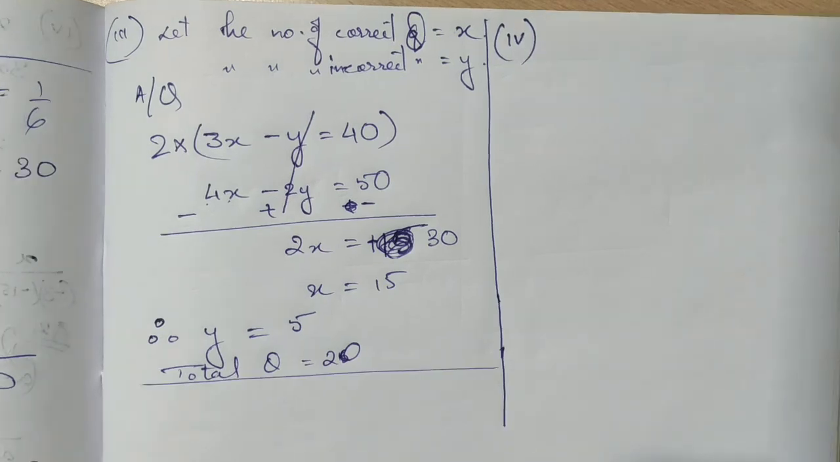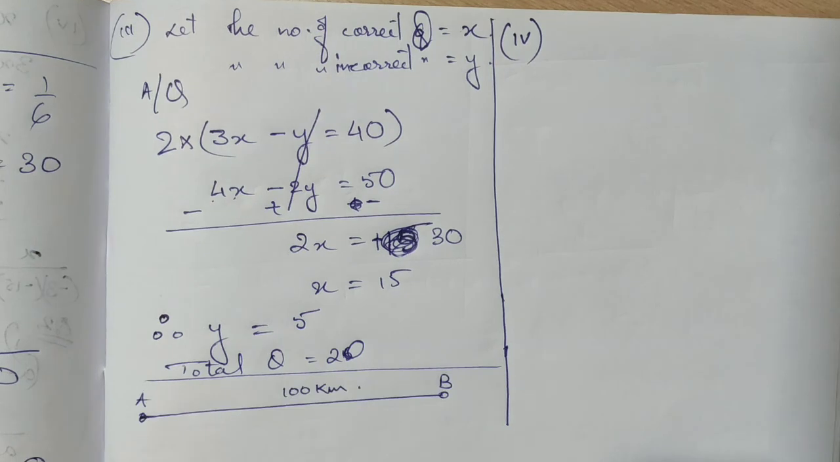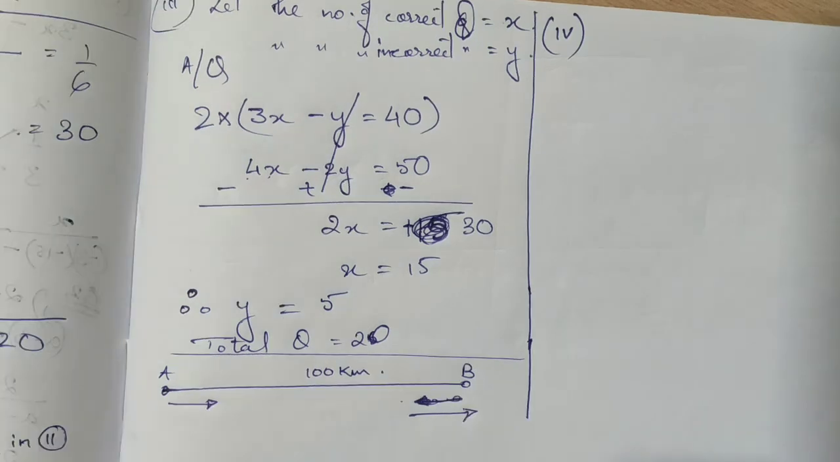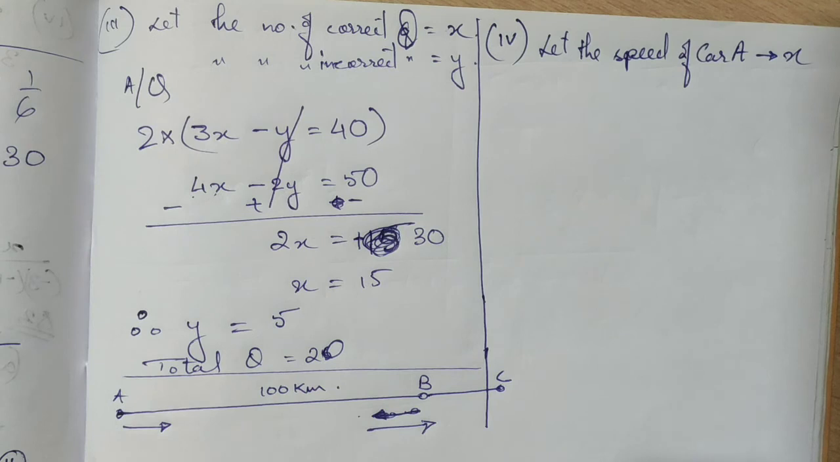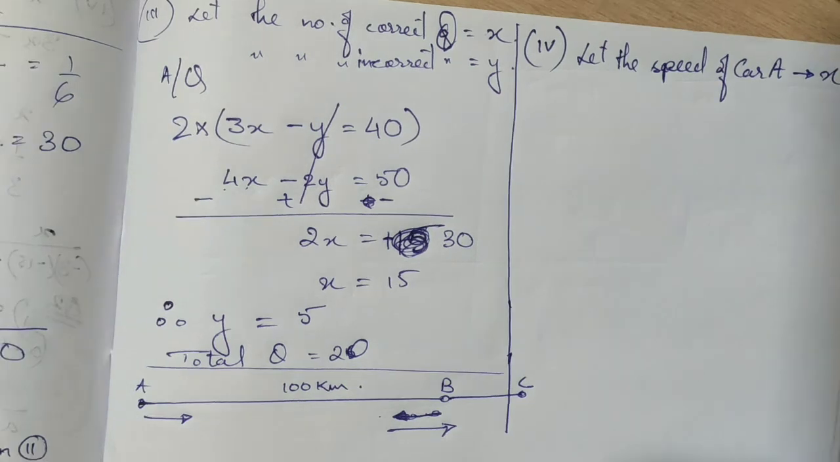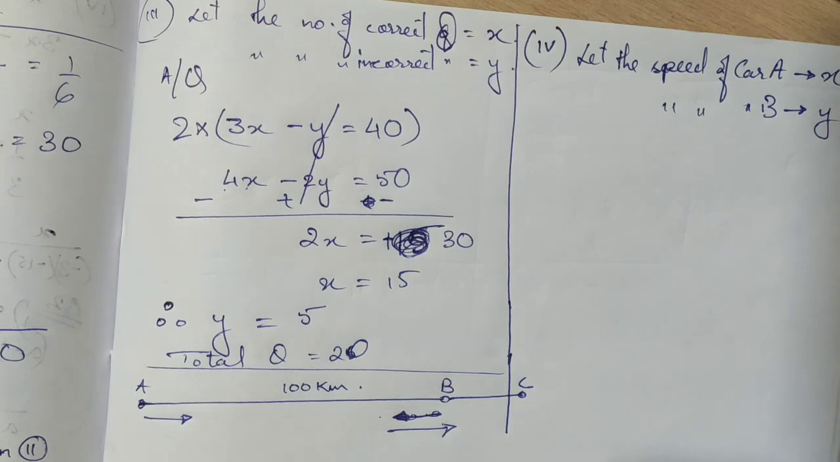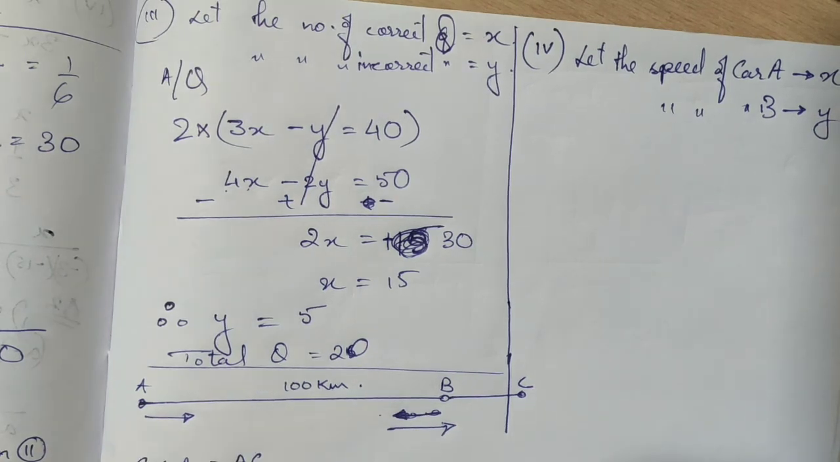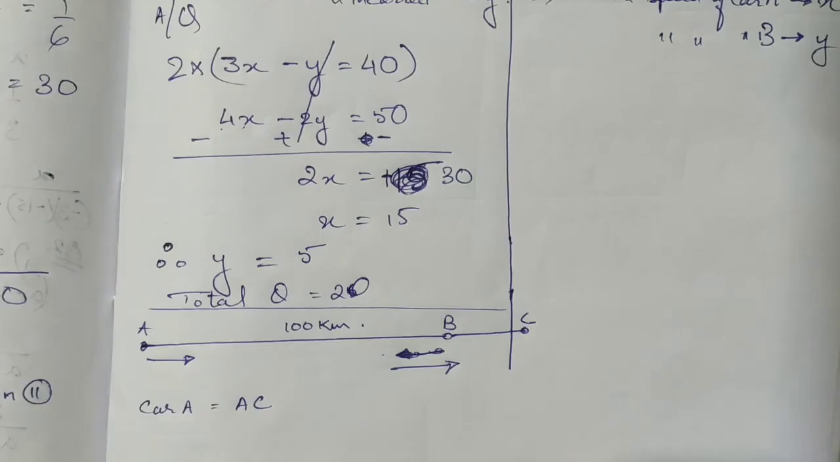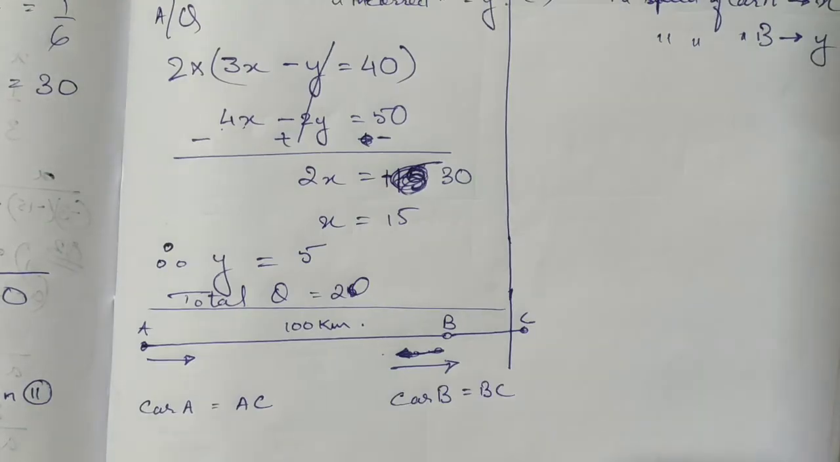So 2 places are there, A and B. 2 cars are starting from A and B at the same time. If the cars travel in the same direction like this, then they will meet, let's say, at point C after 5 hours. I'm taking the speed of car A to be x and that of car B to be y. So to meet at C, car A travels the distance AC, and car B will travel the distance BC.